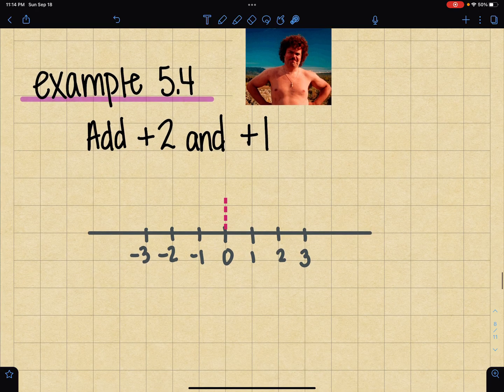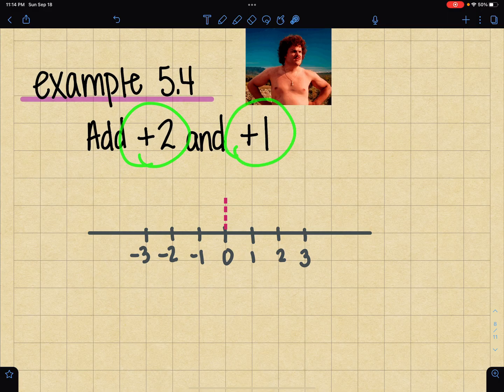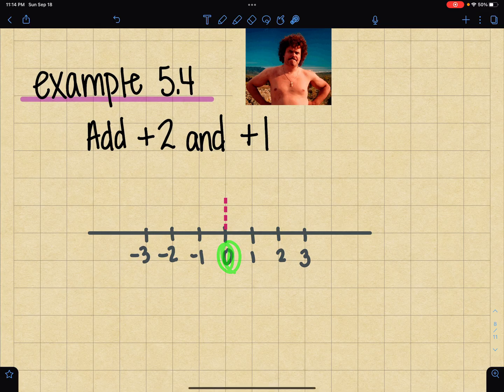Let's do another example. It's example 5.4. If you're following along, it's on page 27. It says use directed numbers and the number line to add positive 2 and positive 1. Okay, so here we go. We're going to start at the origin. Of course, we always start at 0. Make your dots going up. And we're going to do plus 2 first. So 1, 2, bam, plus 2.